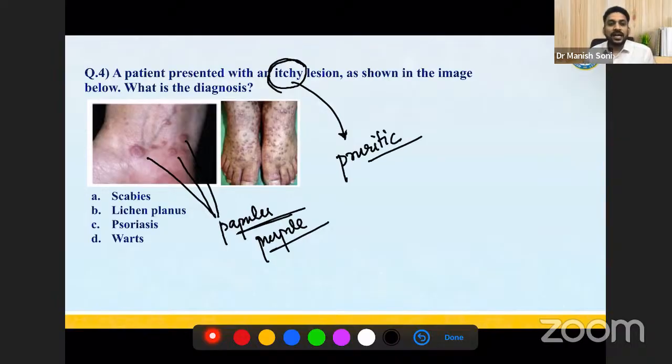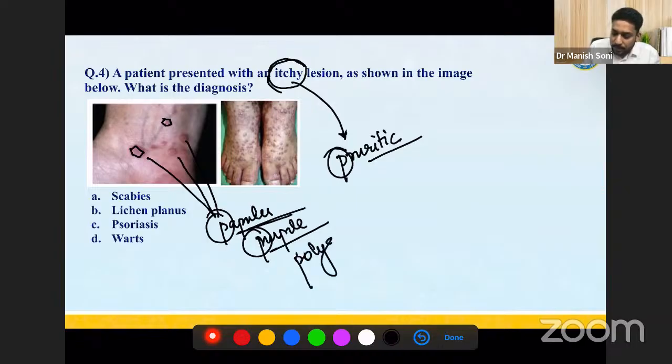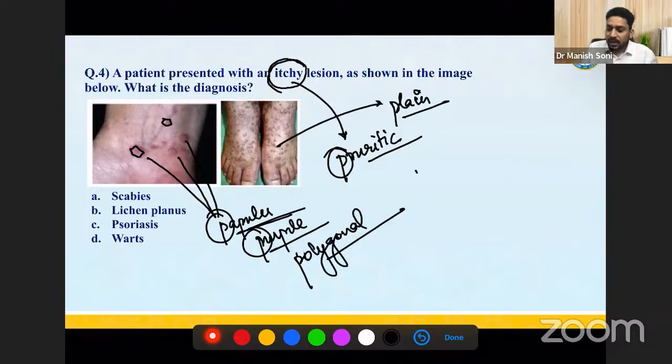So already you can see that there are three P's which are present: papule, purple, pruritic. If you look at the shape, it is not exactly round but slightly polygonal. So it is polygonal in shape. And if you look, all these lesions are flat, so they are plain topped. So these are the 5 P's of lichen planus. Yes, so this is lichen planus where plain topped, purple, polygonal, pruritic papules are seen.